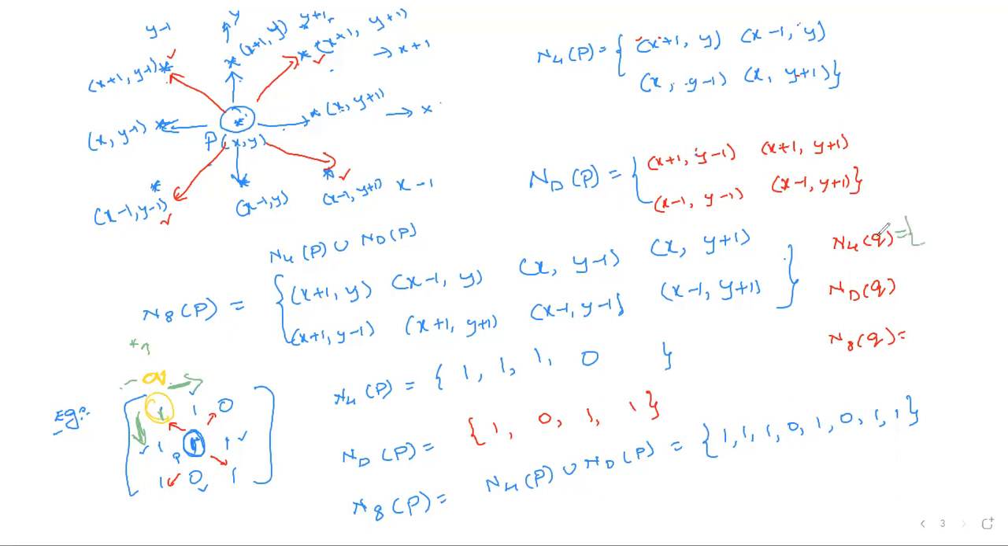So N4 of Q is what? This one and this one: 1 comma 1. And ND of Q: only one diagonal is available. There is no other diagonal. So it is 1. N8 of Q is the union of these two, so 1 comma 1 comma 1. Okay, this is how to calculate the neighbors.